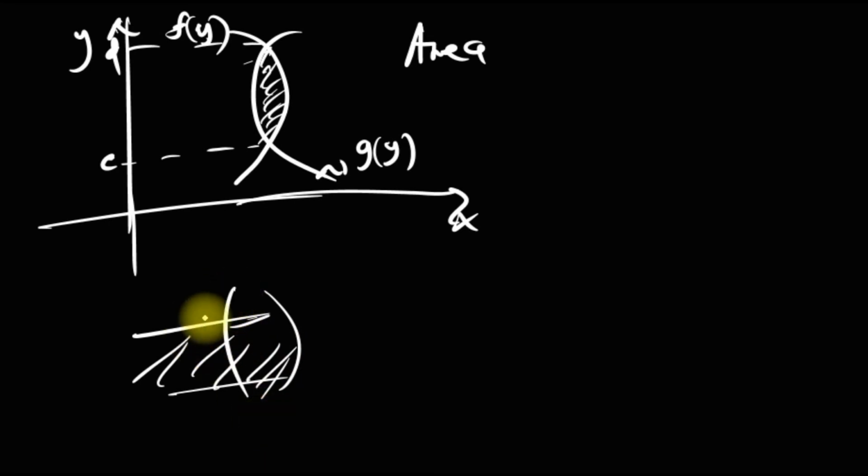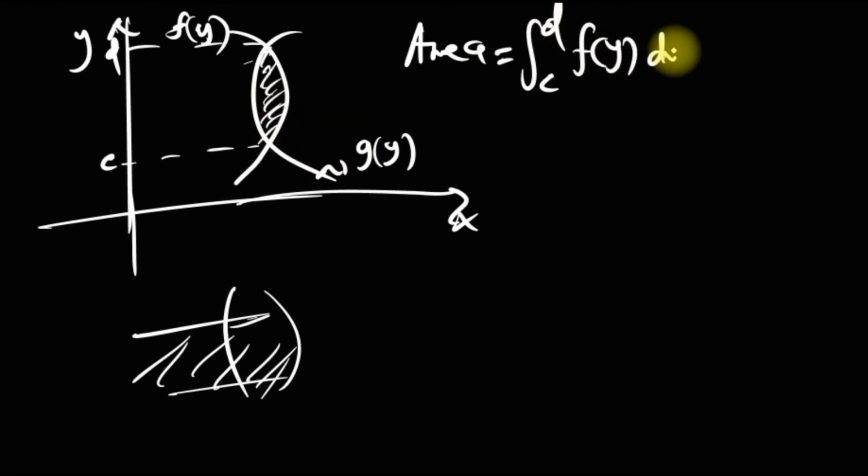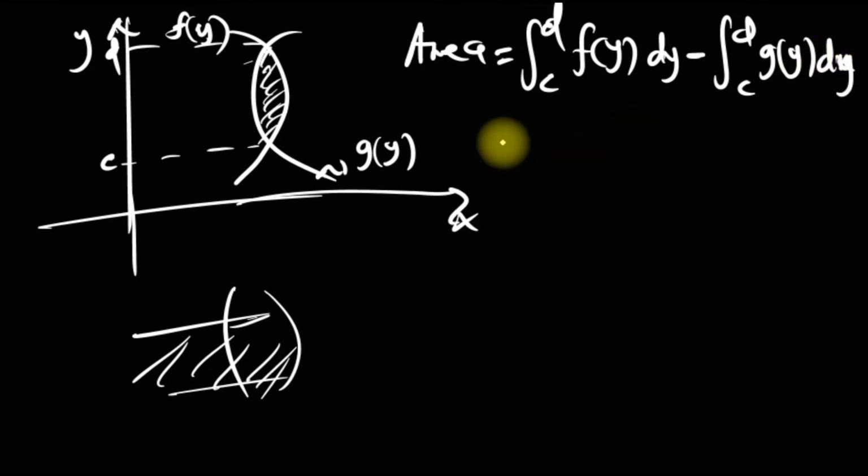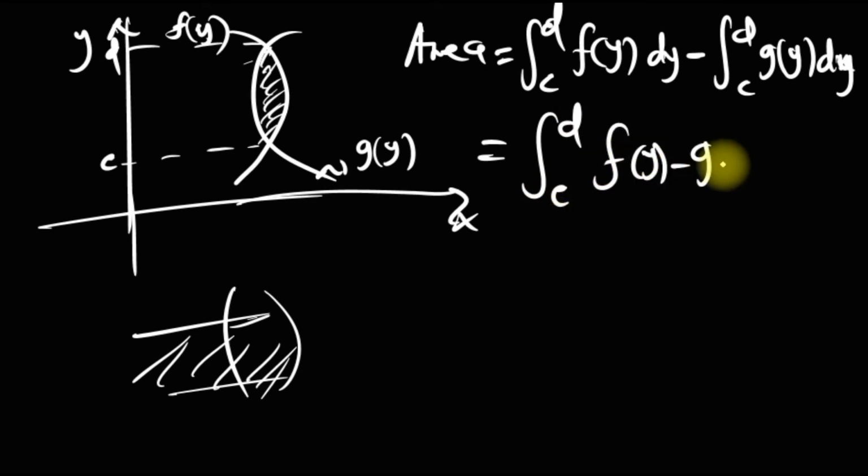So the area is just the integral from c to d of the right function, which is f(y) dy, minus the integral from c to d of g(y) dy. So we can write the two together as the integral from c to d of f(y) minus g(y) dy.